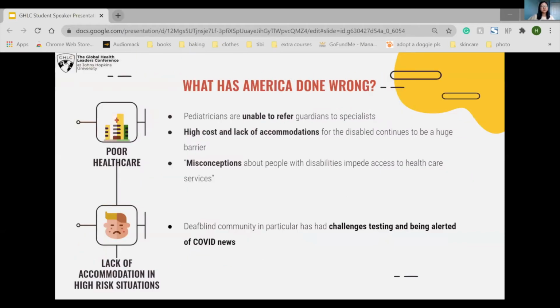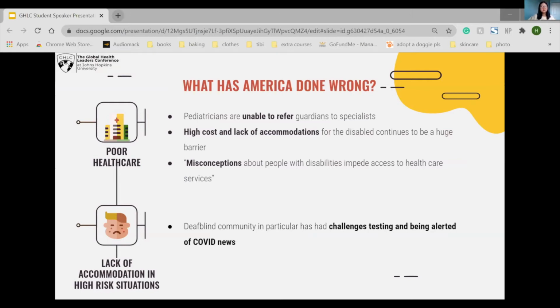However, despite legislation, America has struggled with healthcare for disabled persons. For example, pediatricians are unable to refer guardians to specialists, and there is a lack of ability to refer people to specialists. And the high cost and lack of accommodations remains prevalent in hospitals throughout the nation.